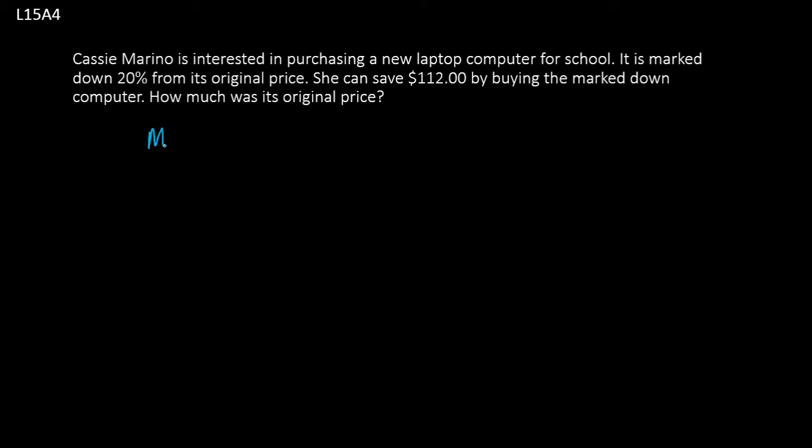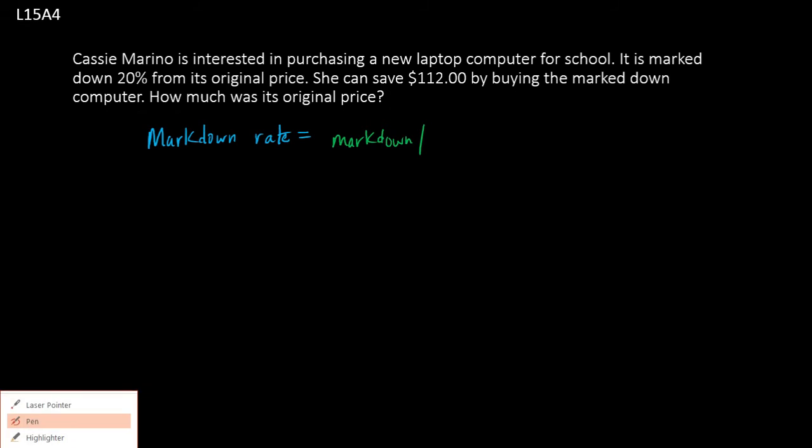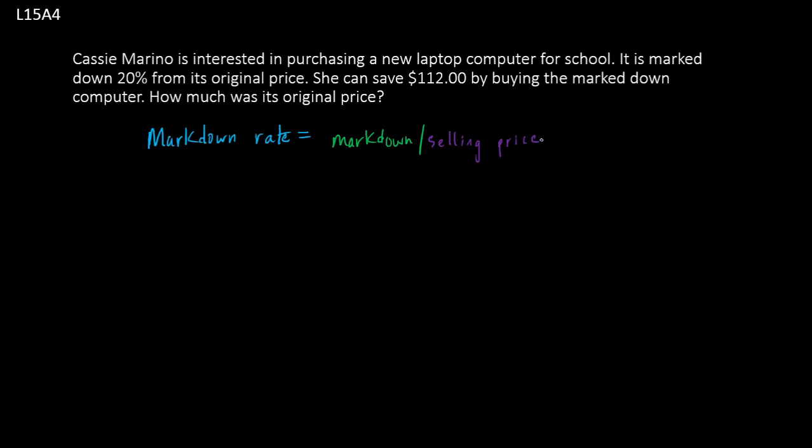So once again, I'm going to grab that markdown rate equation. So markdown rate is equal to markdown divided by selling price. Now, notice that they're asking us to find the original price. We don't have an equation just called original price, right? So we just go with what we know. Maybe I don't quite know how I'm going to do it yet, but I know that they talk about a markdown rate. So this information is going to be useful to me.